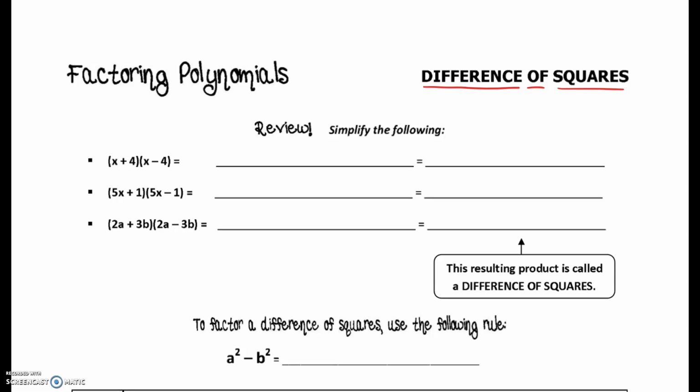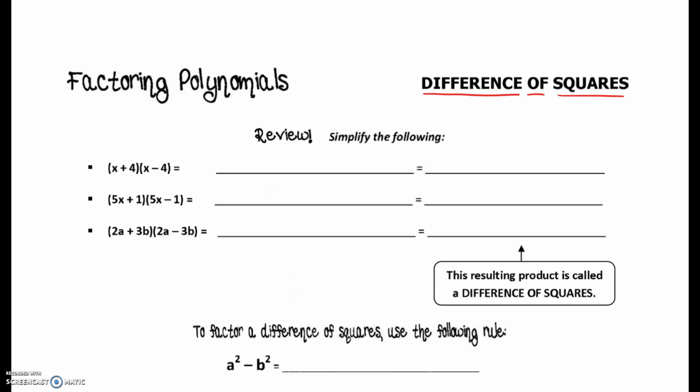So based on what we learned about last week using that FOIL method, we multiply the first and the outer terms, we get x squared minus 4x. We multiply 4 and negative 4, we get a positive 4x and a negative 16. If you notice, the middle terms in this will cancel, negative 4x and positive 4x, and you're left with x squared minus 16.